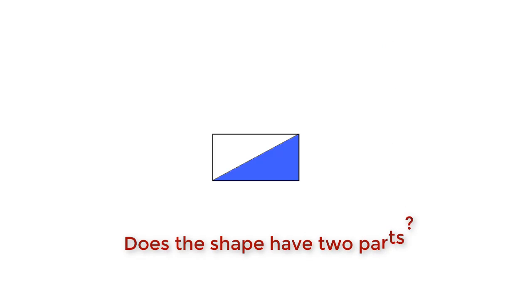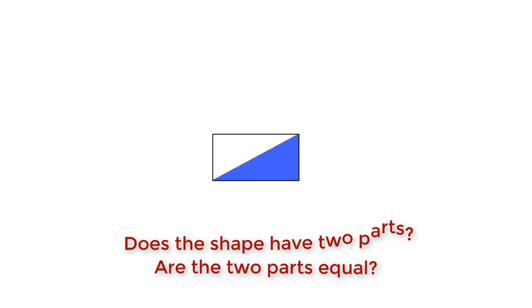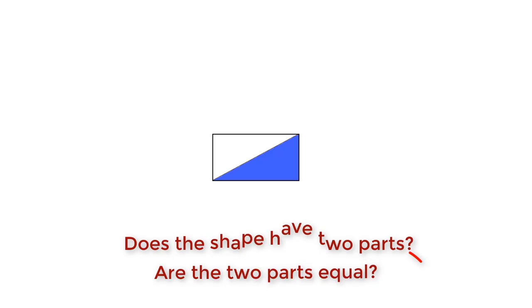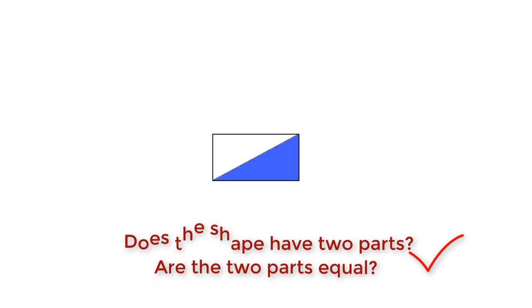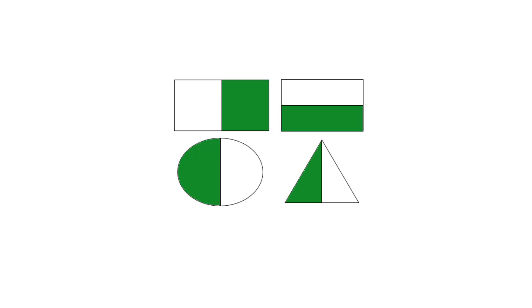If you are given a shape and asked whether it is shaded a half, you have to ask yourself two questions. 1. Does the shape have two parts? 2. Are the two parts equal? Then the shaded portion is a half. Each of the shapes shown has been shaded a half.